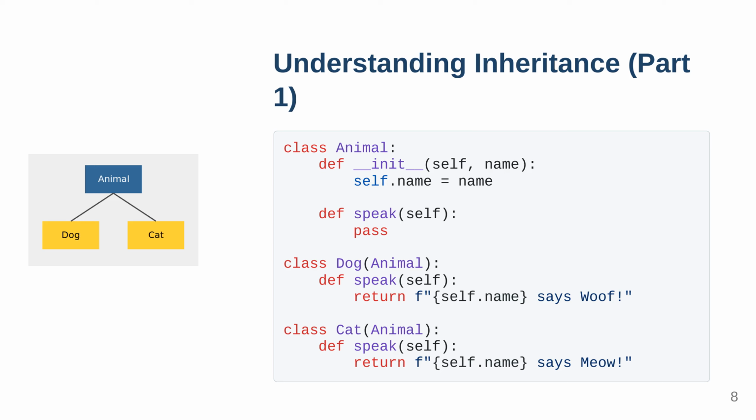Inheritance is a core OOP concept that allows us to create a hierarchy of classes. The parent class, Animal, defines common attributes and methods, while child classes, Dog, Cat, inherit and can override these. This promotes code reuse and represents is-a relationships. Notice how each child class provides its own implementation of the speak method.